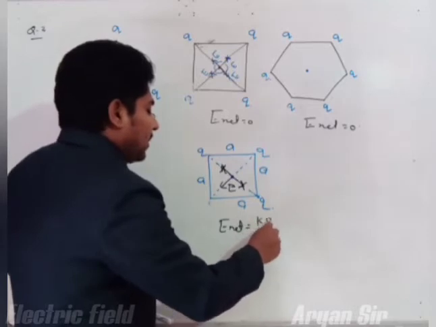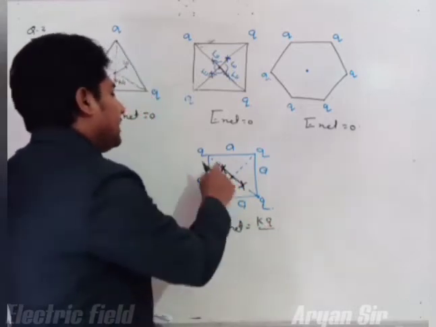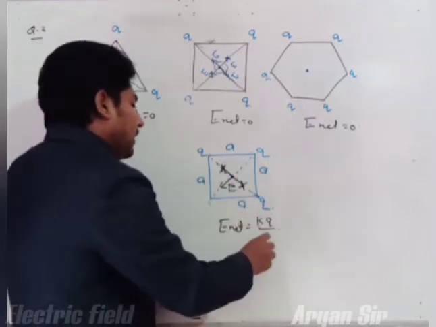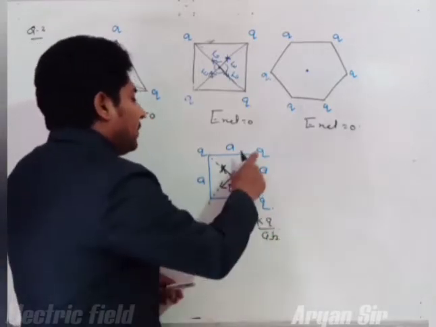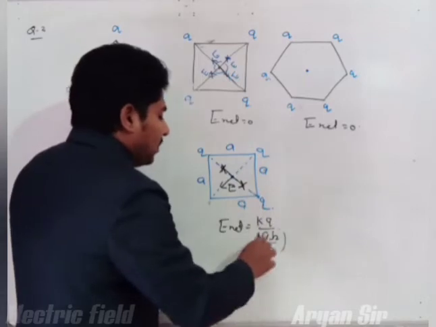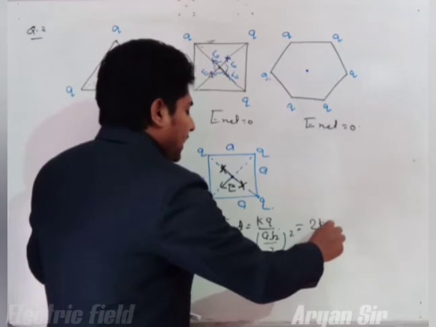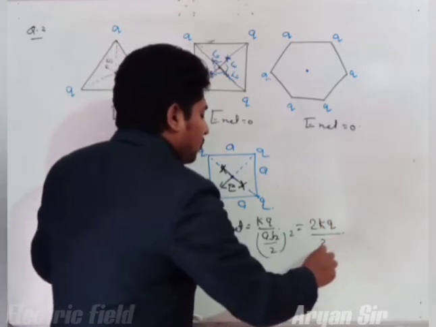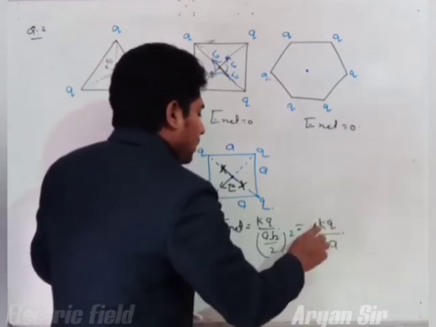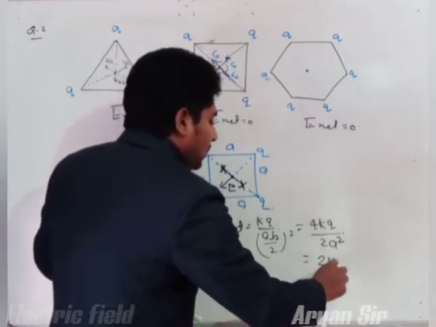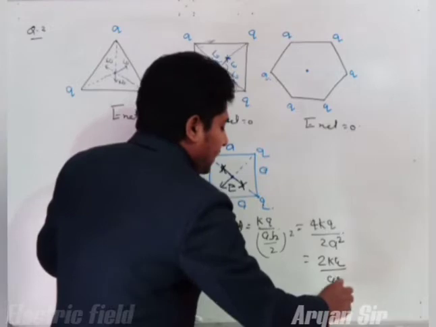kq by distance squared. See, the side of the square is a, so the diagonal will be a root 2. Now the separation is half, so we will square it. So what will it be? 2kq by 2a, sorry, 4kq by 2a square. So we can write it as 2kq by a square.